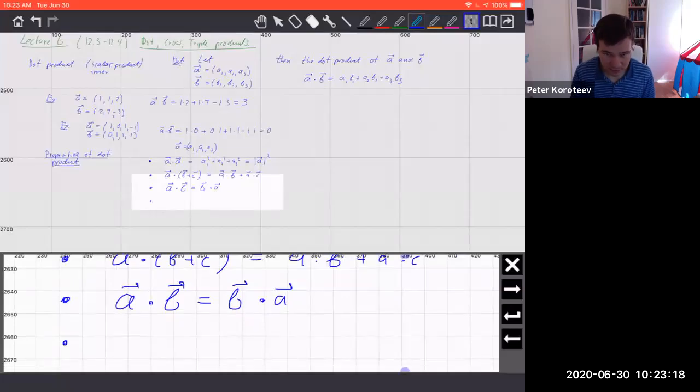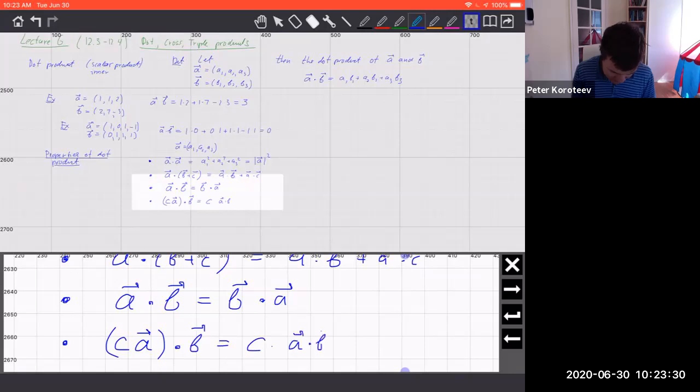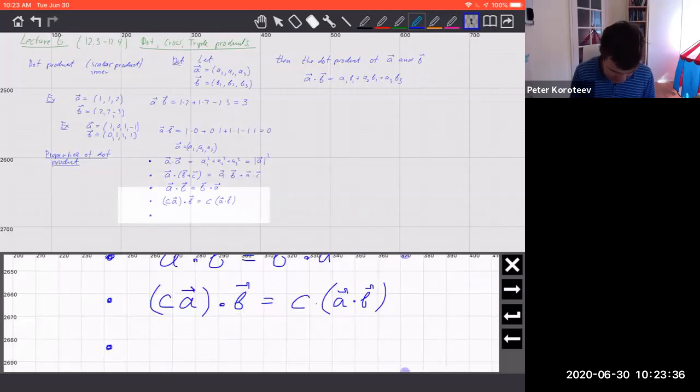And then you can also multiply the vector by a scalar and dot it with another vector; it's the same as multiplying the scalar by the dot product. And finally, if you take a 0 vector, with components 0, 0, 0, and dot it with A, you will get 0.